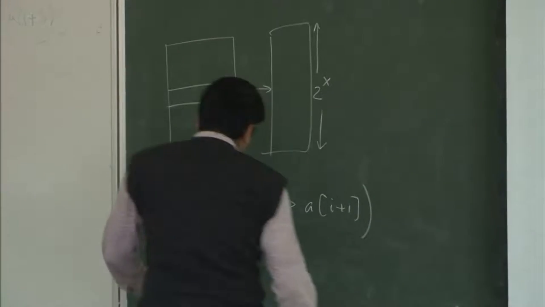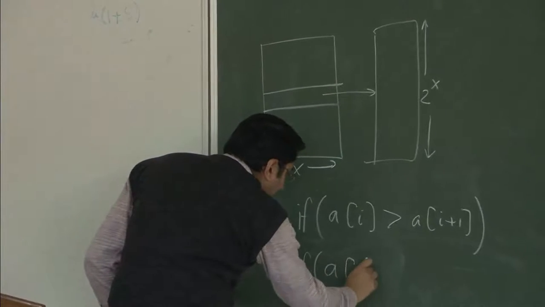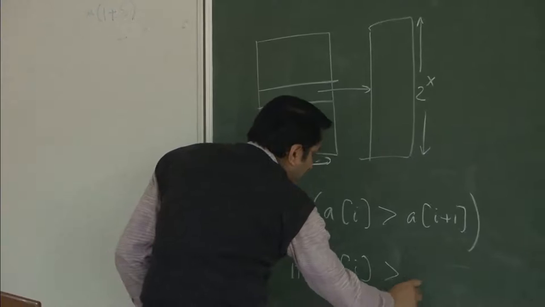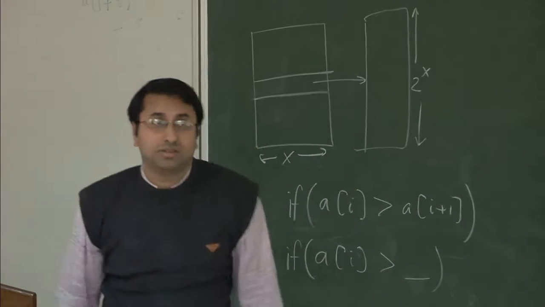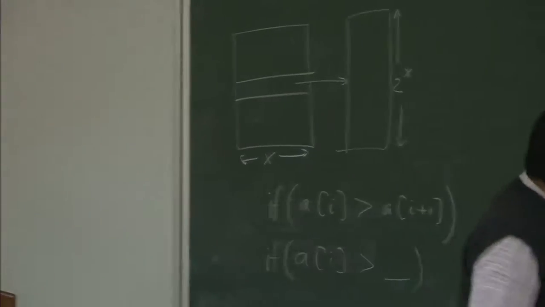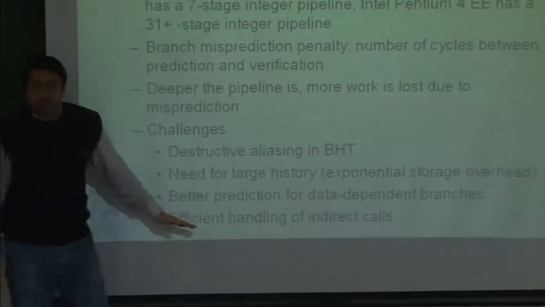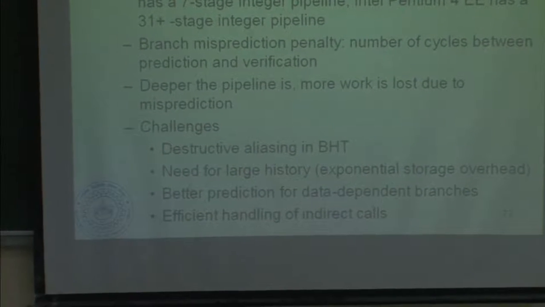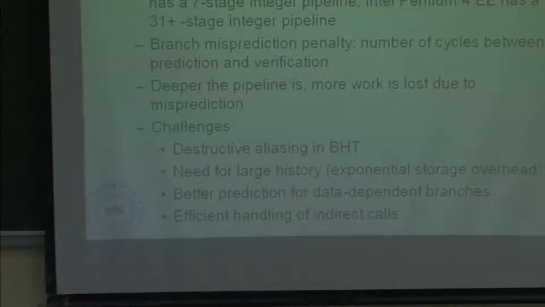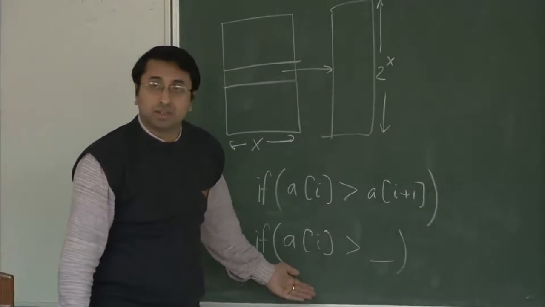This may even be better, but think about doing something like A[i] compared against some value, some constant, let's say. These kinds of branches are very frequent in programs. So these are data-dependent branches, and these are the branches that lower your prediction accuracy. Because essentially what you're asking is, how predictable is this value? That's extremely difficult to predict.